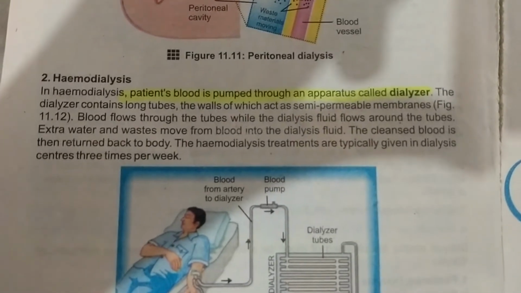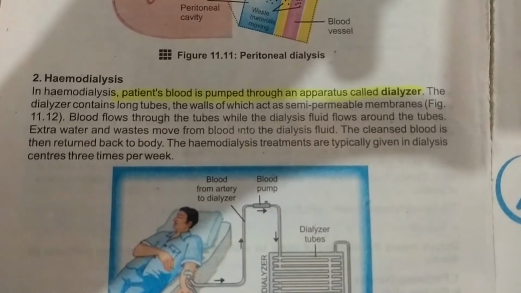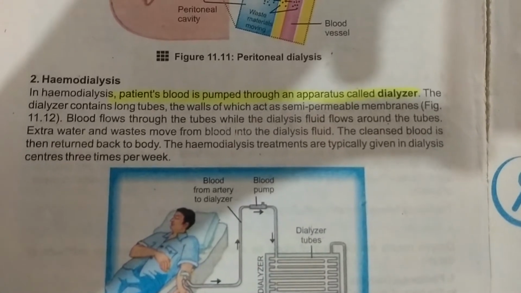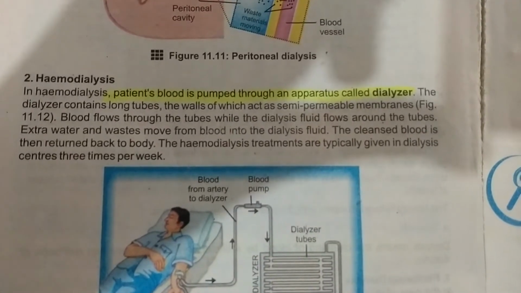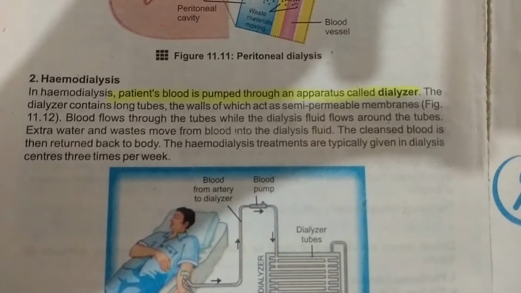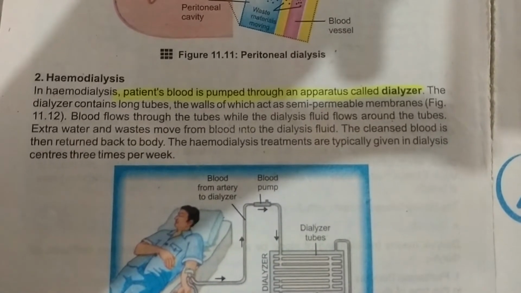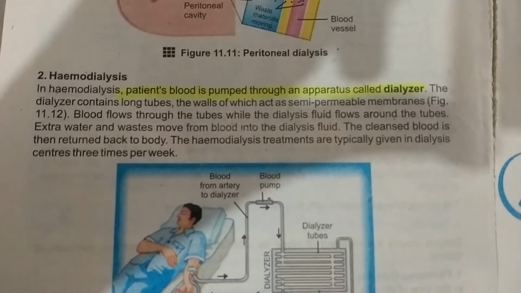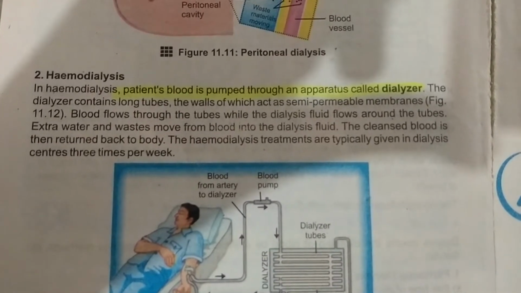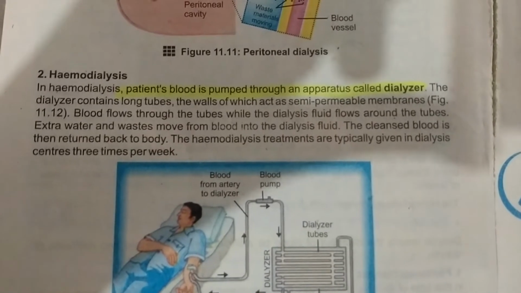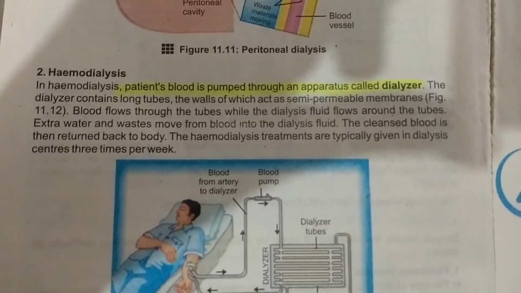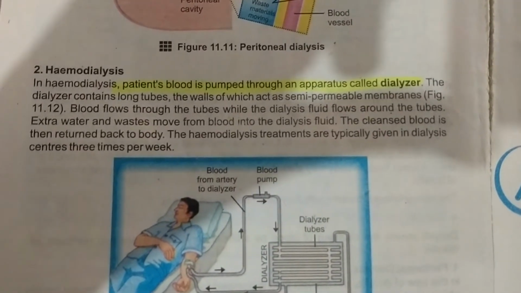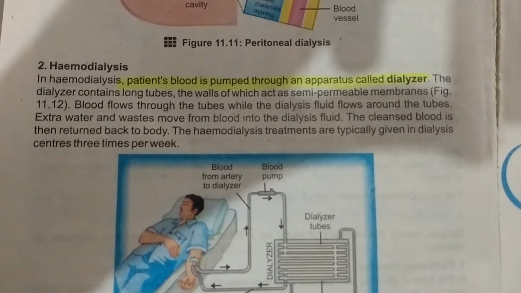Second, hemodialysis. In hemodialysis, the patient's blood is pumped through an apparatus called a dialyzer. The dialyzer contains long tubes, the walls of which act as a semi-permeable membrane. Blood flows through the tubes while the dialysis fluid flows around the tubes. Extra water and wastes move from the blood into the dialysis fluid. The cleansed blood is returned back to the body. Hemodialysis treatment is typically given in a dialysis center three times per week.